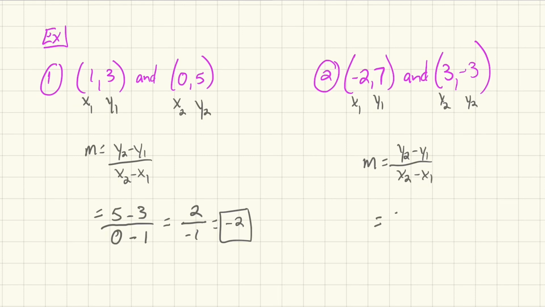Y sub 2 is negative 3. Y sub 1 is 7. X sub 2 is positive 3. X sub 1 is negative 2. Have a little bit of simplifying to do here, so negative 3 minus 7 over 3 minus negative 2. Remember, two negatives make a positive. And that ends up giving me negative 10 over 5. And negative 10 over 5 reduces or simplifies to negative 2. Okay, so that is how we use our slope formula to calculate slope.